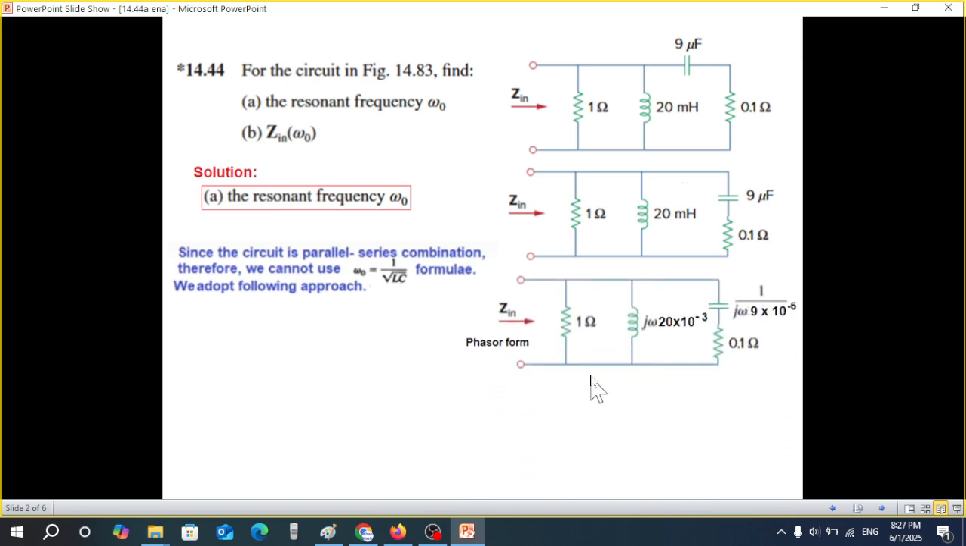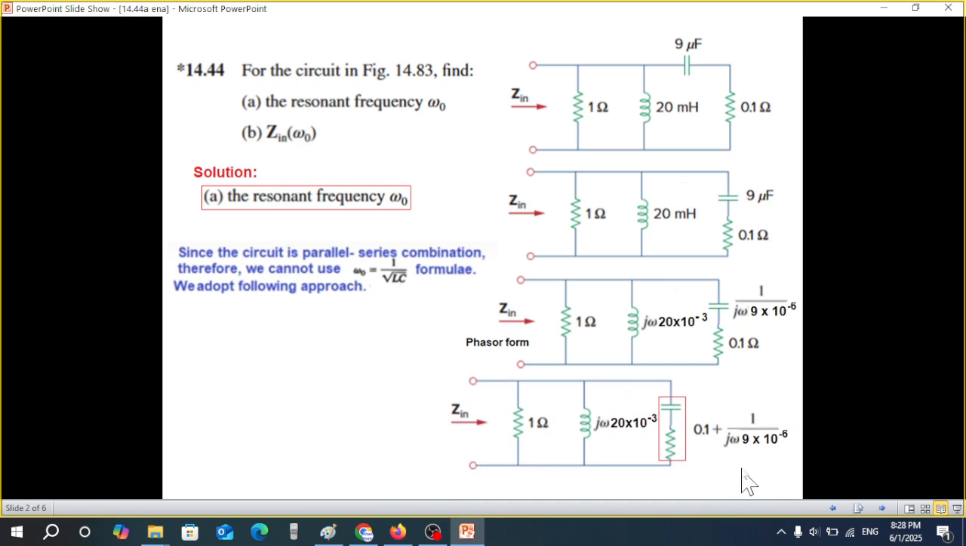The first thing we'll do is convert the circuit into phasor form. So we know L will become j omega L. Now since we don't know the value of omega, we'll just write j omega and the value of L. And similarly, the capacitor is 1 over j omega C. And now these two adding, this will become the total value.